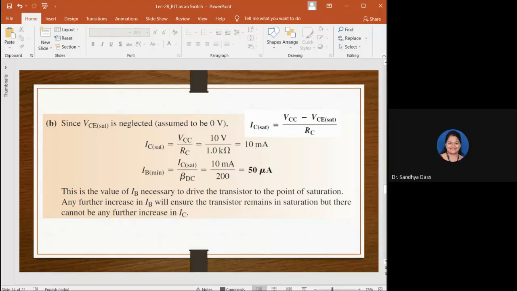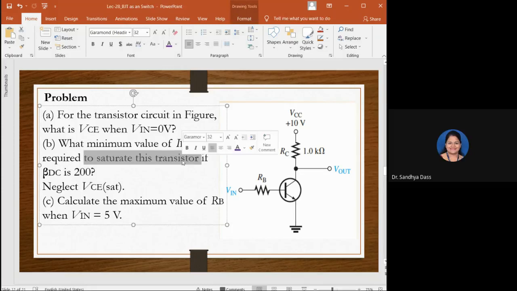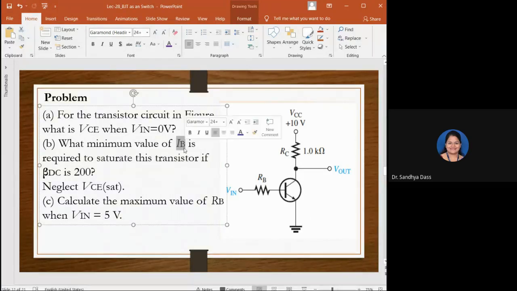Can you once show the question? What minimum value of IB is required to saturate this transistor if beta DC is 200? Observe that the question clearly says to saturate this transistor. That means the transistor should be operating in the saturation region. So what minimum base current is required is the question. You have to understand the question clearly.